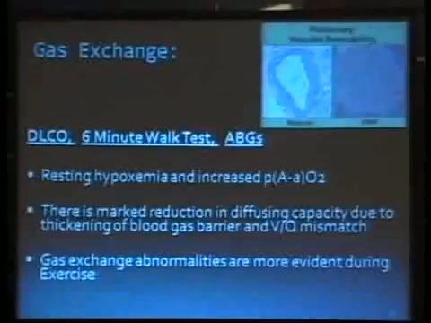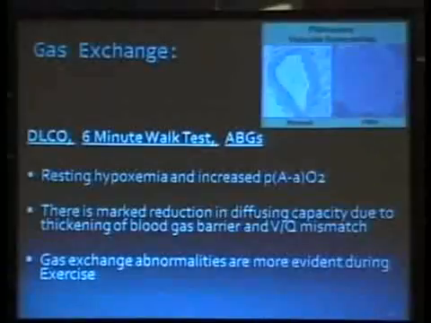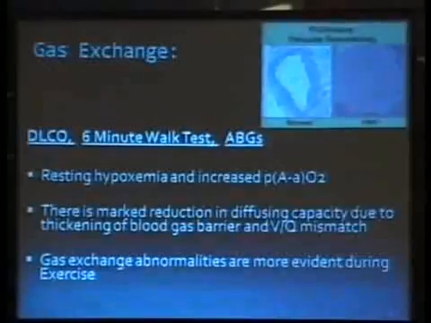And that's just a cartoon of a normal pulmonary vessel and a pulmonary vessel in someone who has scleroderma and now has pulmonary arterial hypertension, where there is intimal thickening and the vessel is occluded. As you can see, if you measure gas exchange in people who have this kind of appearance, these people will have resting hypoxia and an elevated alveolar to arterial oxygen gradient.